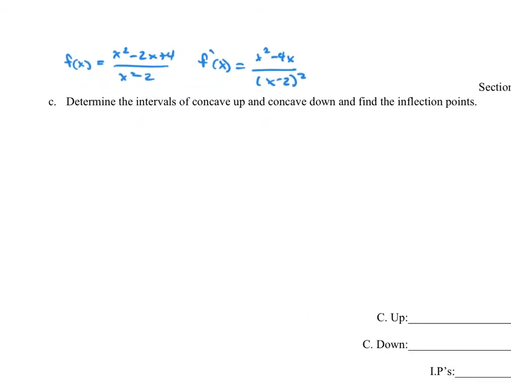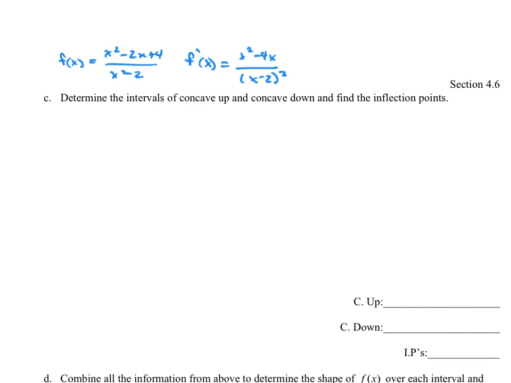I need to find the second derivative, and analyze it so I can determine intervals of concave up, concave down, and any inflection points. So for the second derivative, f double prime of x, we're going to use the quotient rule.